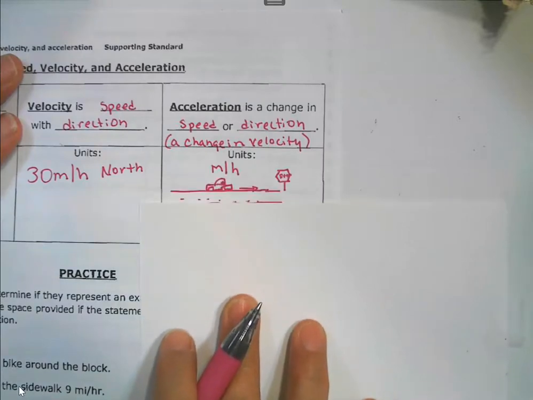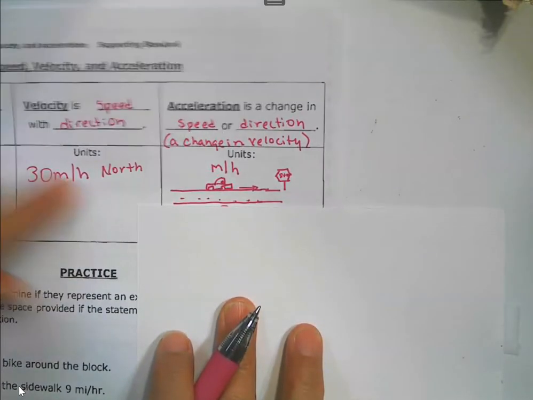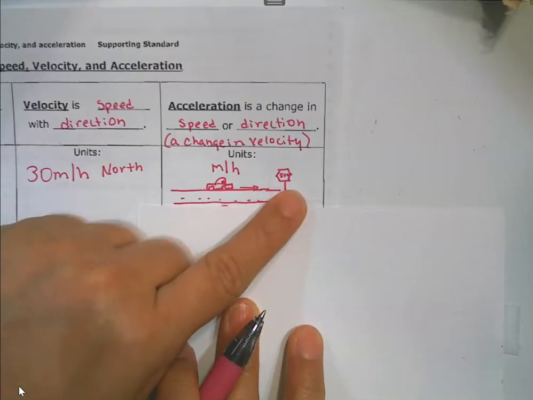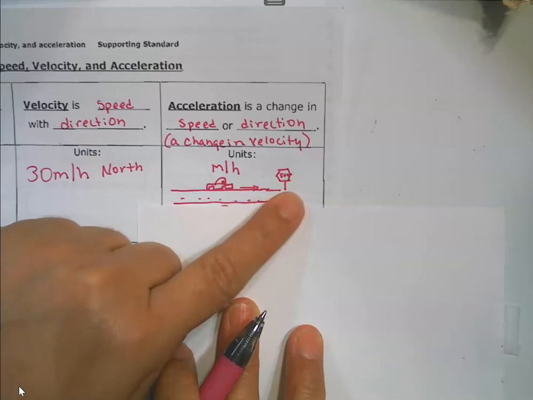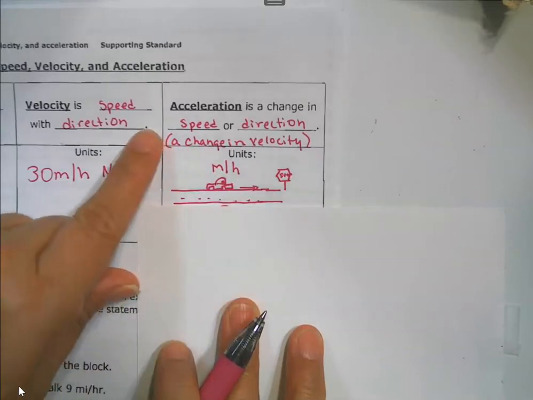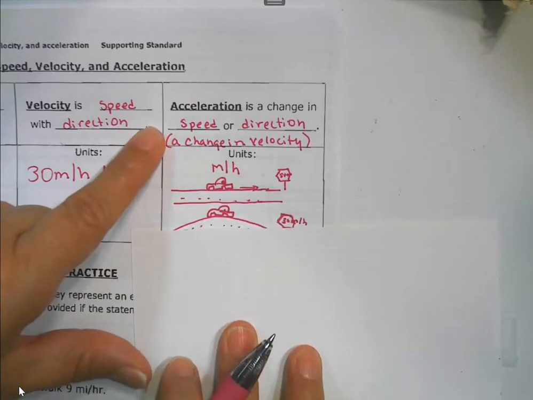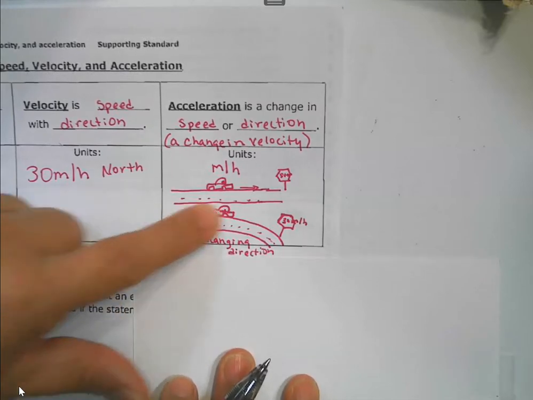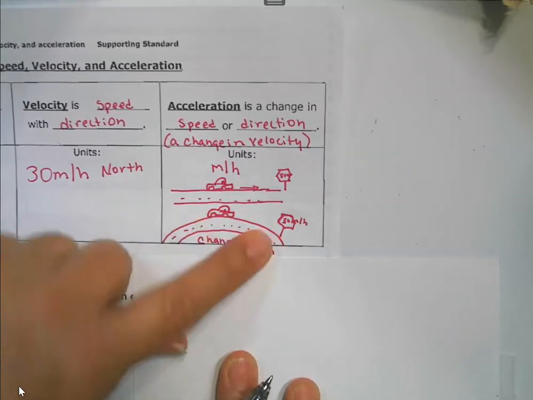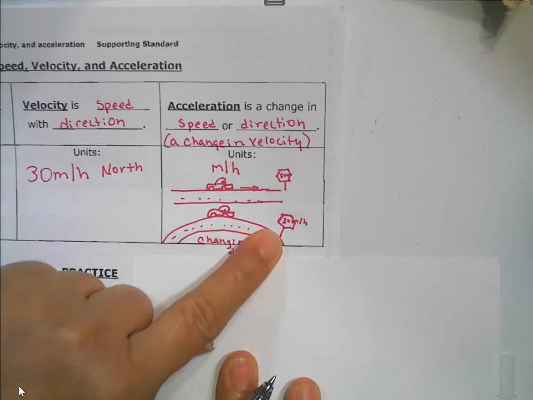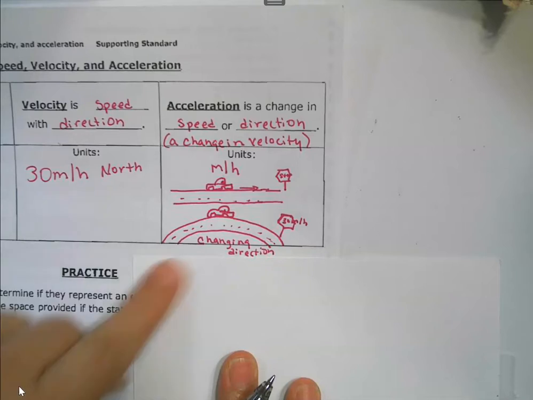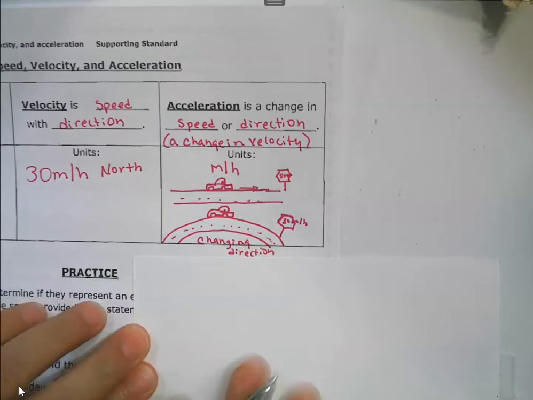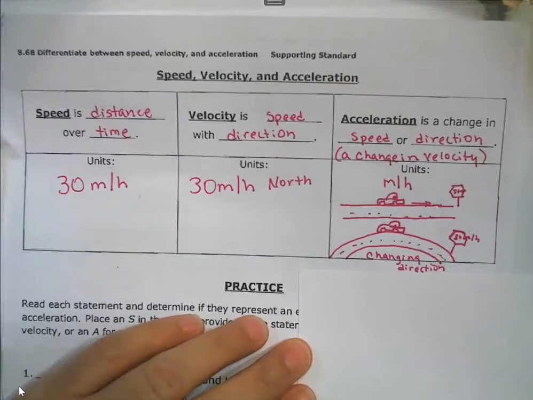Here my example is a car going towards this direction, and there's a stop sign. So right there, the car needs to slow down before it comes to a stop. So it's changing its speed. Another example that I have right here is a car on a winding road. Even though it's going at the same speed, it is accelerating because it's constantly changing direction in that winding road. So that's speed, velocity, and acceleration.